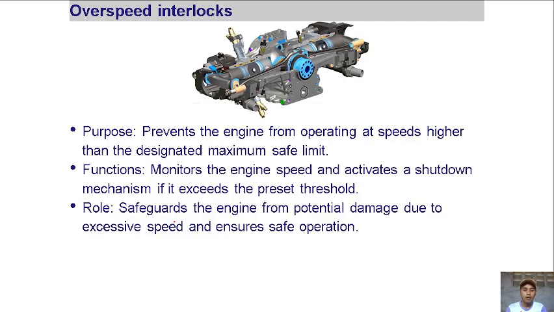Functions: it monitors the engine speed and activates a shutdown mechanism if it exceeds the preset threshold. A signal will be sent to the governor that the engine is running at critical speed, its maximum or overspeed, and then the governor will send a signal to the engine to stop it. It safeguards the engine from potential damage due to excessive speed and ensures safe operation.